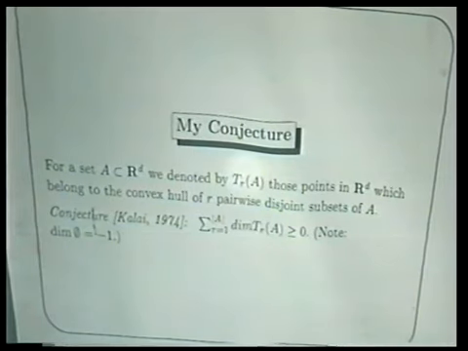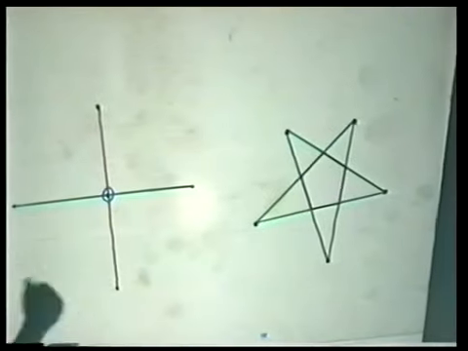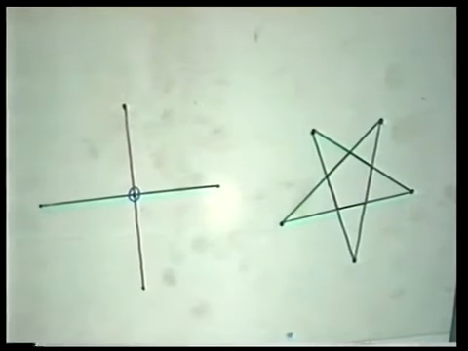Then if you sum up the dimension of the Tverberg points, of the points which belong to r pairwise disjoint subsets, from 1 to the size of the set, and you have to remember that the dimension of the empty set is counted as -1, then the outcome is always greater or equal to 0. So this captures this phenomenon. I mean, if you lose one in the dimension of the Radon points, you gain one dimension of the Tverberg points. Now this conjecture already includes Tverberg's theorem, but it's more general.